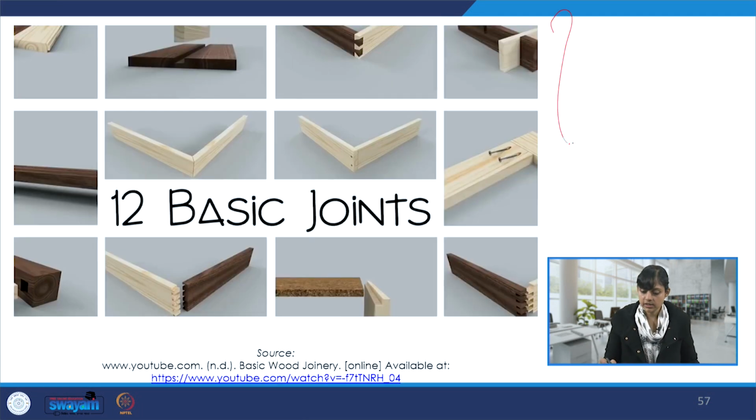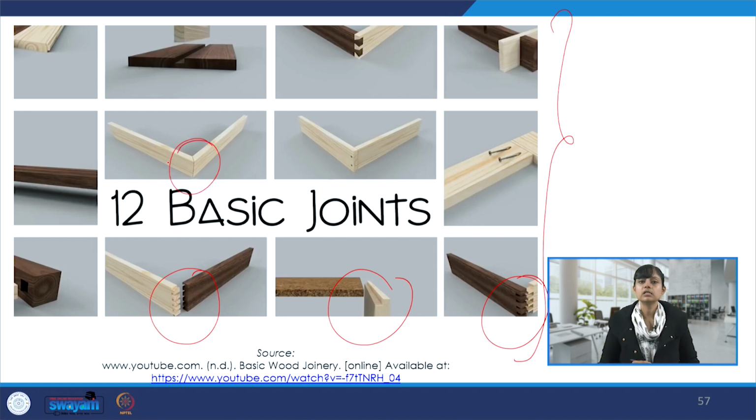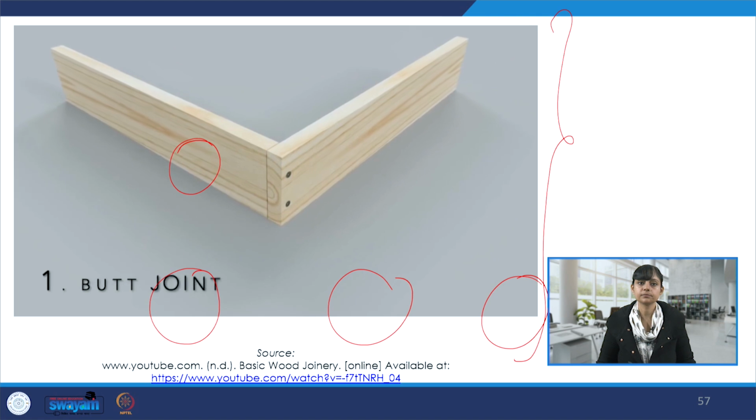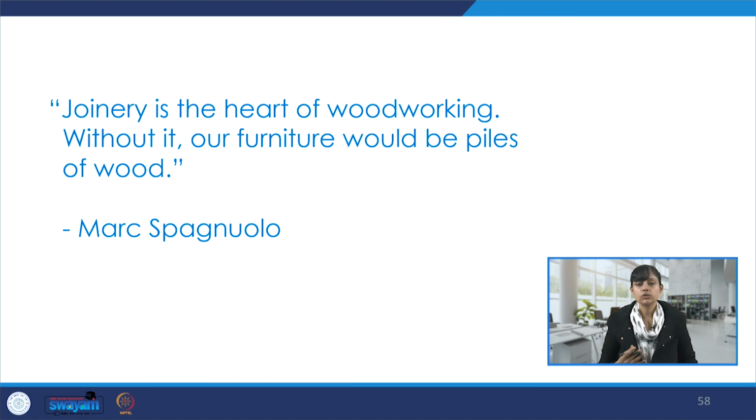Some of the basic joints are put over here, and we have already seen some of these during our discussions. Some of them are strong, some of them are weak, but the ones that I discussed in particular are quite popular and commonly used. There is a video that we see over here. So, to talk about joinery in a very conclusive manner at the end of this lecture, joinery is the heart of woodworking. Without it, our furniture would be piles of wood. And I agree with that and I endorse that.